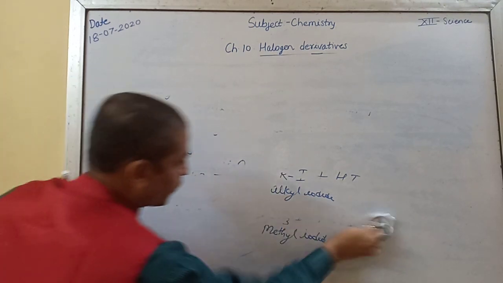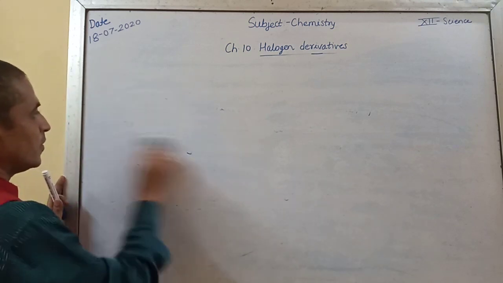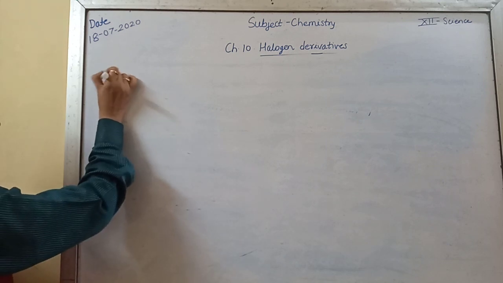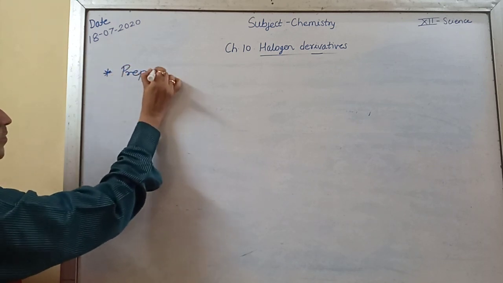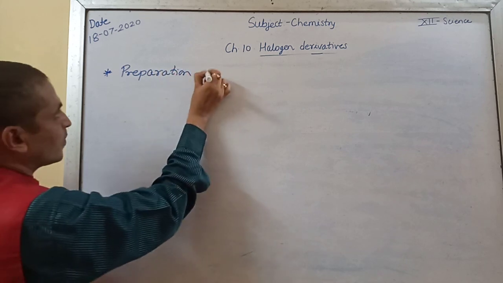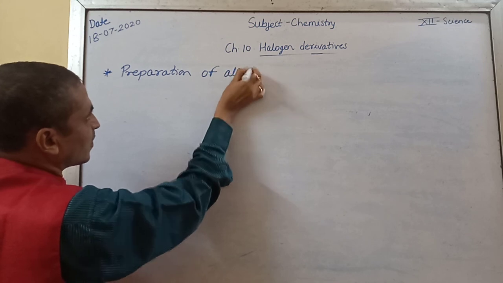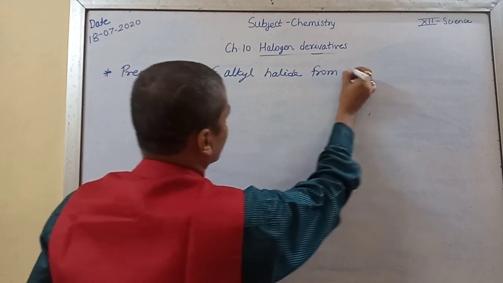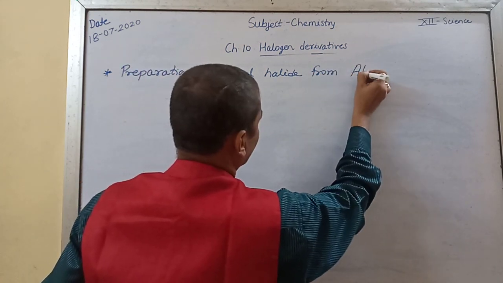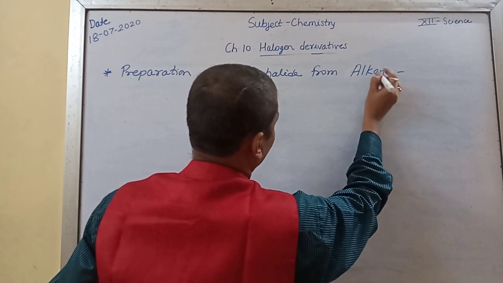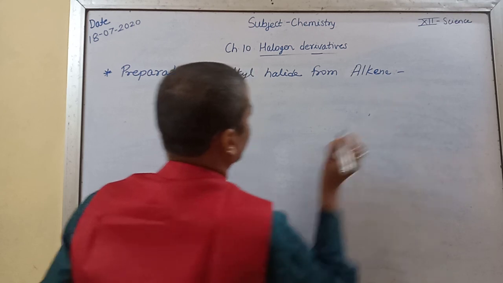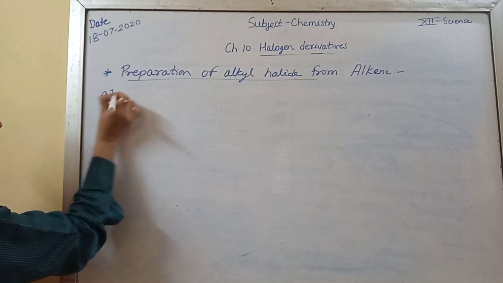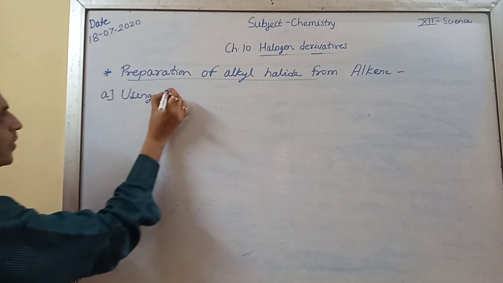Now we'll proceed to the next method, that is preparation of alkyl halide from alkene. Here we are taking two parts. First, using symmetrical alkene.